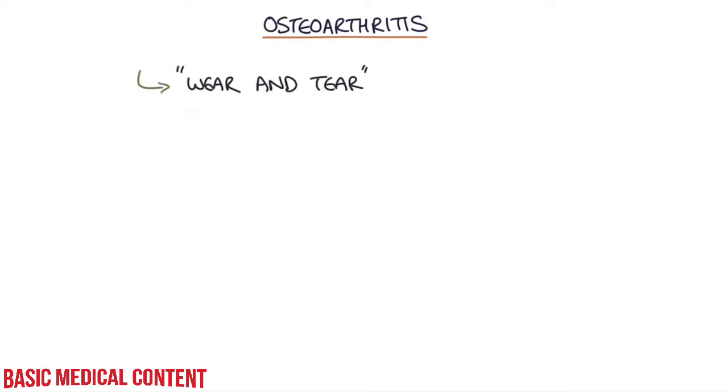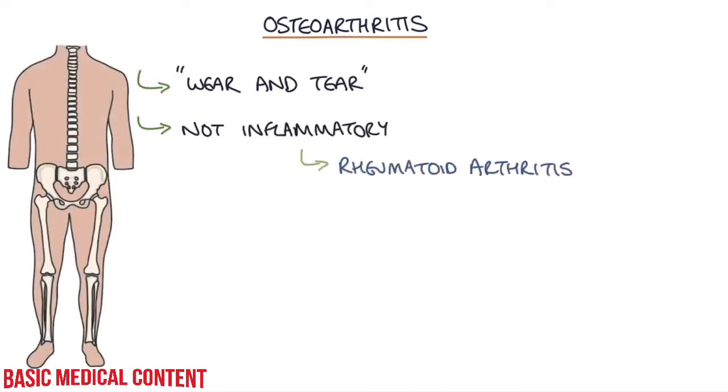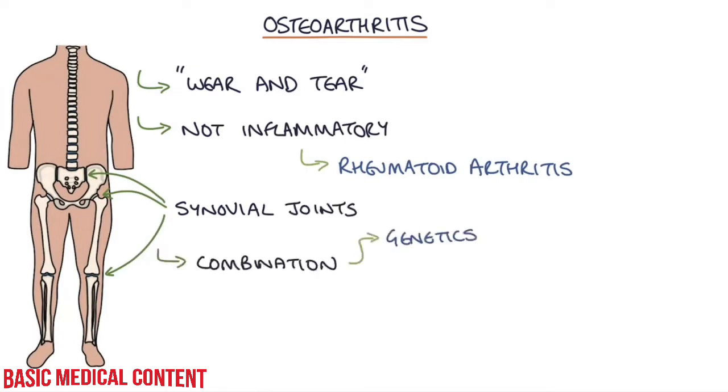In this video, I'm going to be going through osteoarthritis. Osteoarthritis is often described as wear and tear in the joints. It's not an inflammatory condition like rheumatoid arthritis, and it occurs in the synovial joints, and it's a combination of genetic factors, overuse, and injury to the joint.